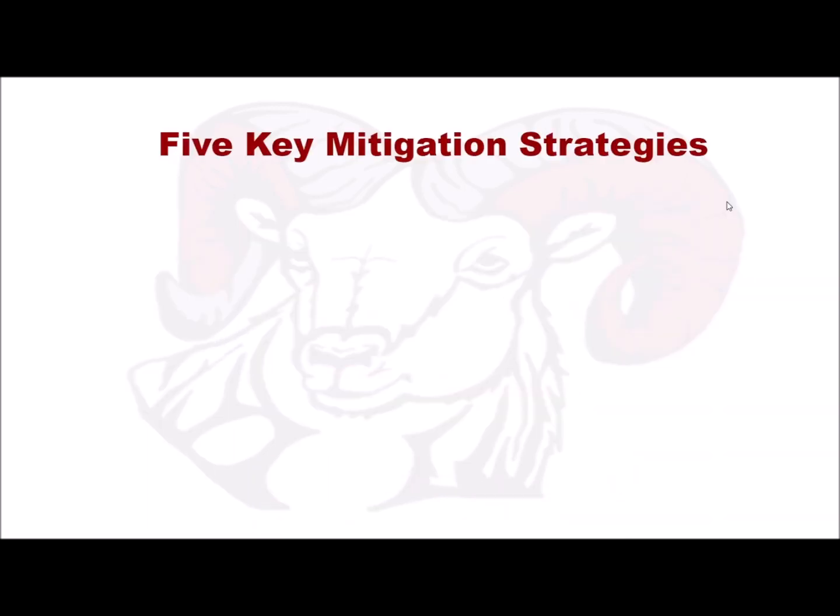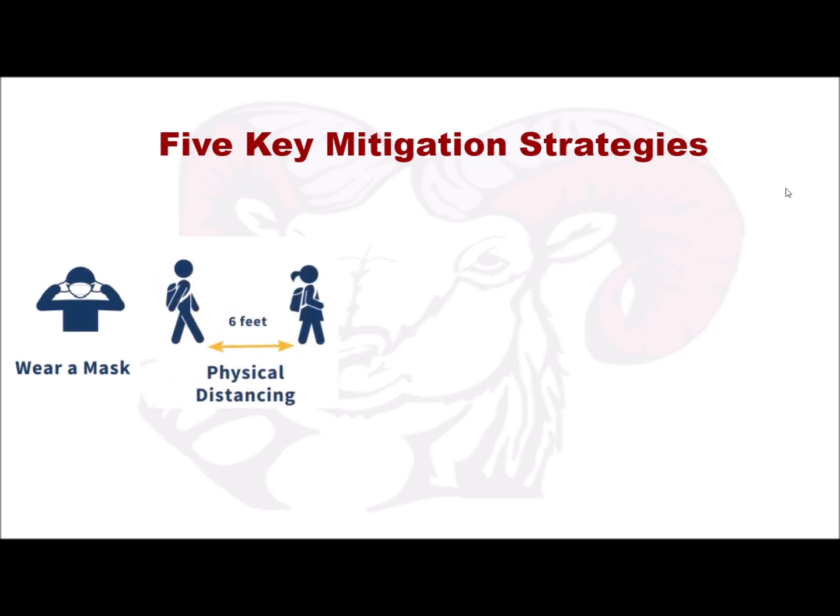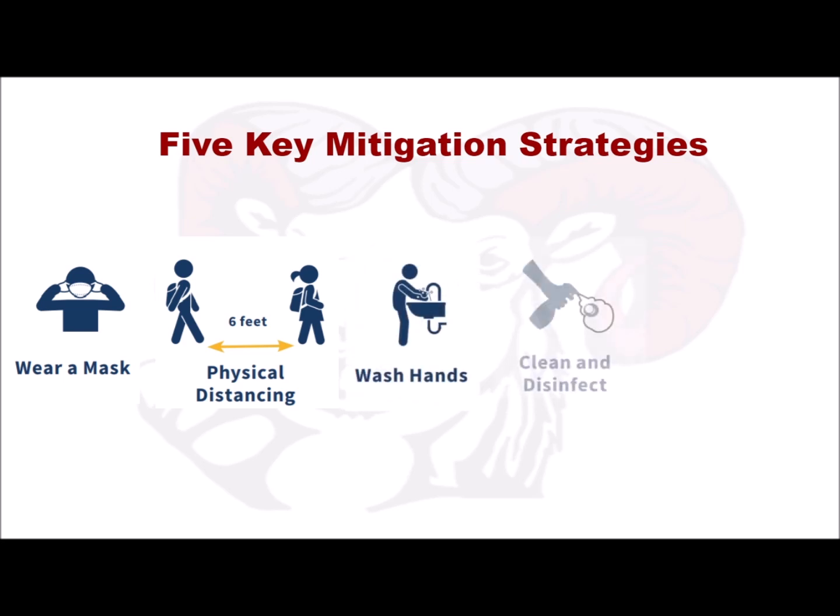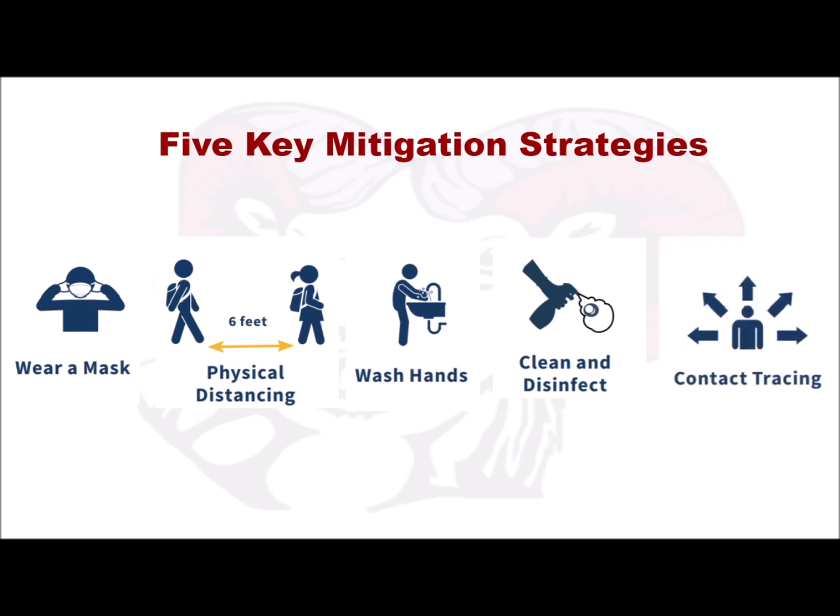So we're going to talk about 5 key mitigation strategies. And what we found is with these mitigation strategies, students, staff, and people who visit the building have a greater chance of staying safe and not transmitting illness. So the first one we're going to be talking about will be wearing a mask. Our second one is physical distancing. Third is washing hands the proper way. Fourth will be how to clean and disinfect things. And fifth, contact tracing. So these 5 strategies will be talked about in depth.